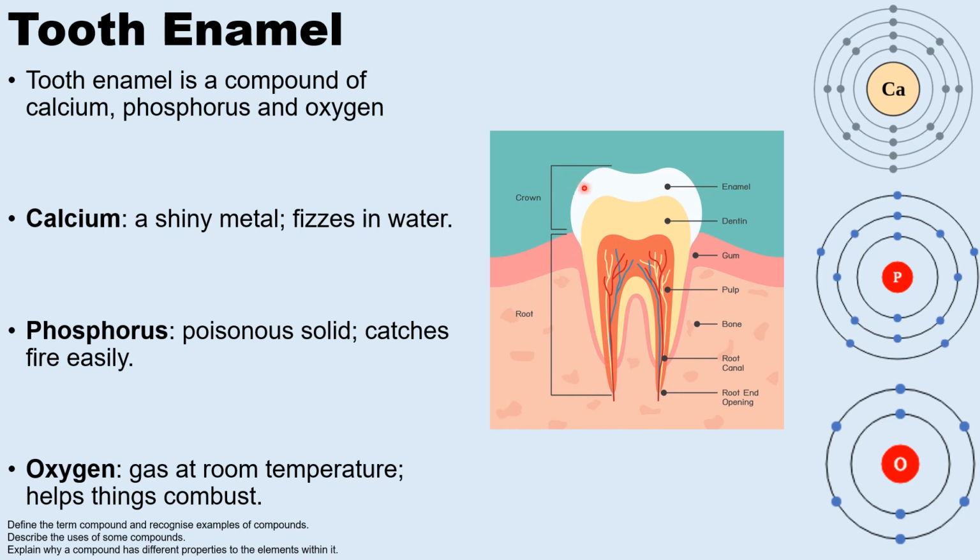So you have your enamel, which is this white on top, and that protects this dentin layer, which is the underneath bit. And then you have your gum. The enamel goes down just below the gum, and then you have the pulp, which is basically your blood supply, and then you have your roots and the bone as well. So that is how your tooth is structured, and the enamel is the bit that is made up of calcium, phosphorus, and oxygen.